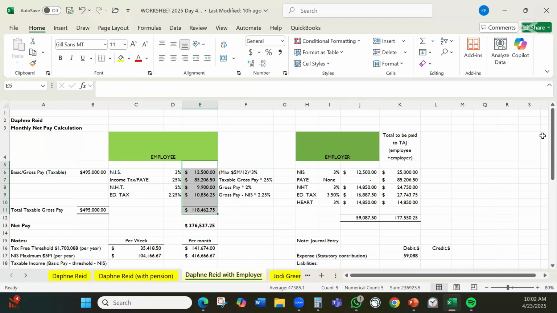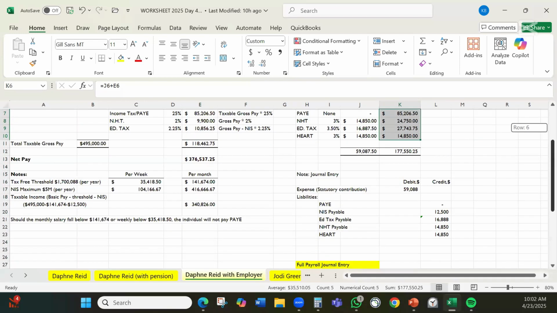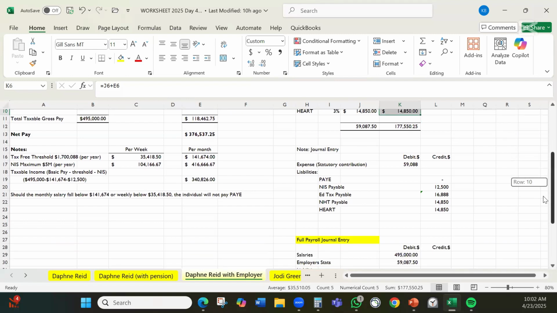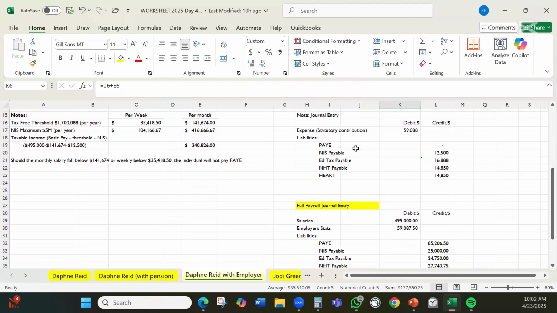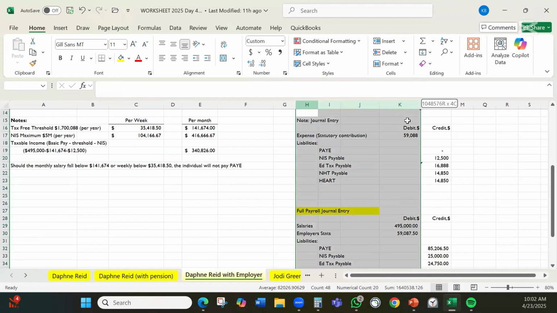Okay, right. So just remember, as the note says, the total to be paid to the TJ is the employee plus the employer portion. The employee portion is in E here, and the employer portion is in J. So the two added together give the 177. Yes, miss. All right. So this below is just a journal entry, because everything that you do in your business needs to be recorded, right? So just focus on this side from each coming across.